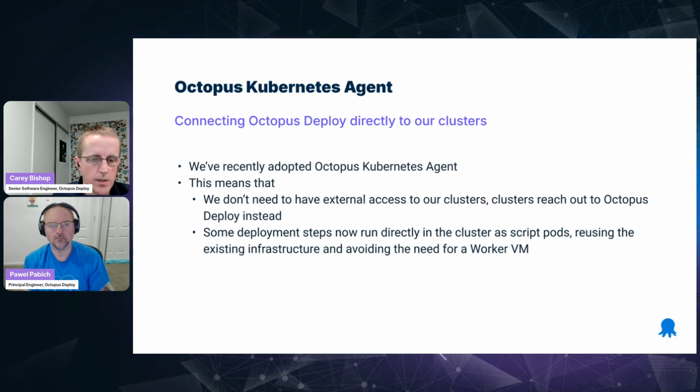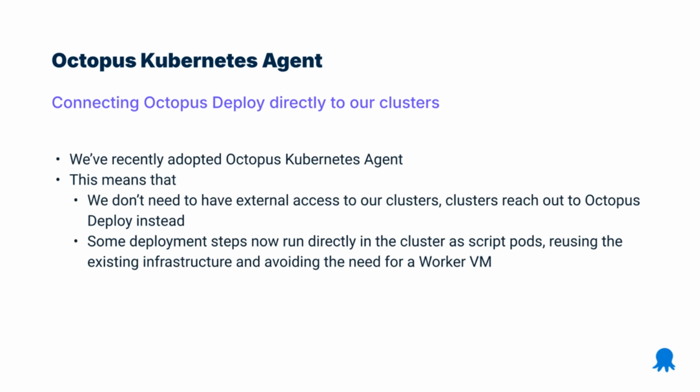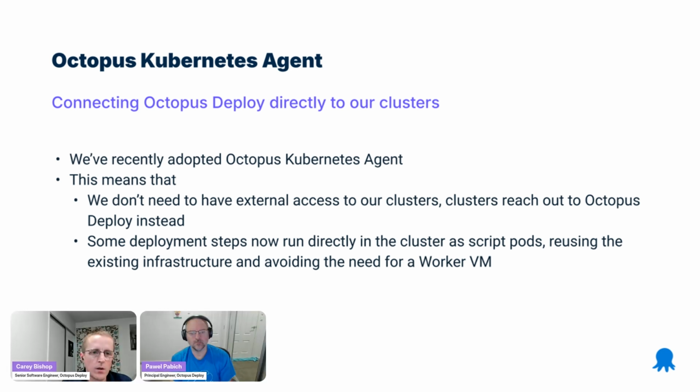So we've recently adopted a new feature of Octopus Deploy called the Octopus Kubernetes Agent. And this is a way that we can directly connect our clusters to Octopus Deploy. So this works really great for us because it means that the cluster itself is connecting to Octopus Deploy rather than Octopus Deploy reaching into the cluster. And so this means that we can tighten the security around our clusters. And our dynamic workers don't need to have permission to access the Kubernetes clusters because the clusters will reach out to Octopus Deploy itself.